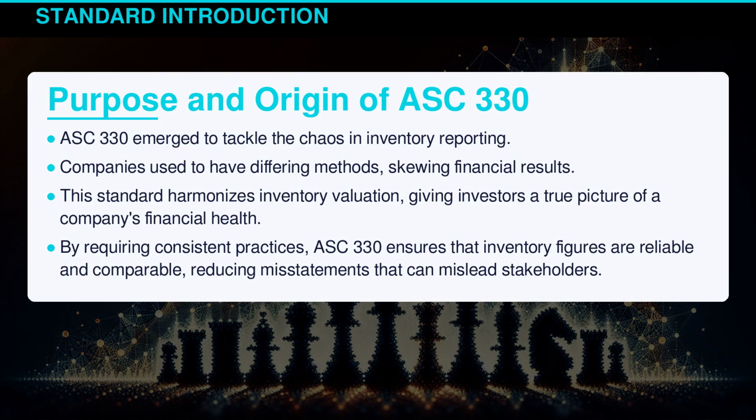ASC 330 emerged to tackle the chaos in inventory reporting. Companies used to have differing methods, skewing financial results. This standard harmonizes inventory valuation, giving investors a true picture of a company's financial health. By requiring consistent practices, ASC 330 ensures that inventory figures are reliable and comparable, reducing misstatements that can mislead stakeholders.